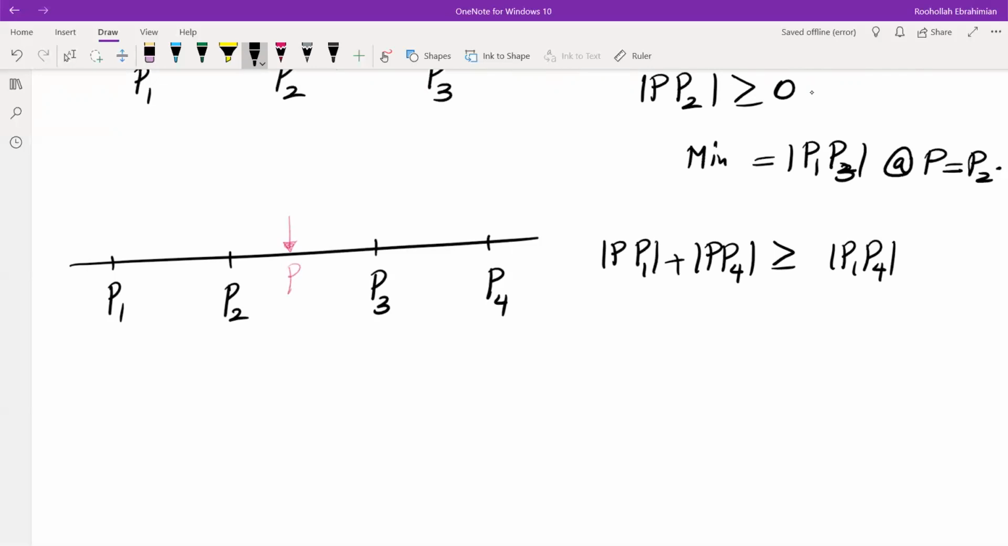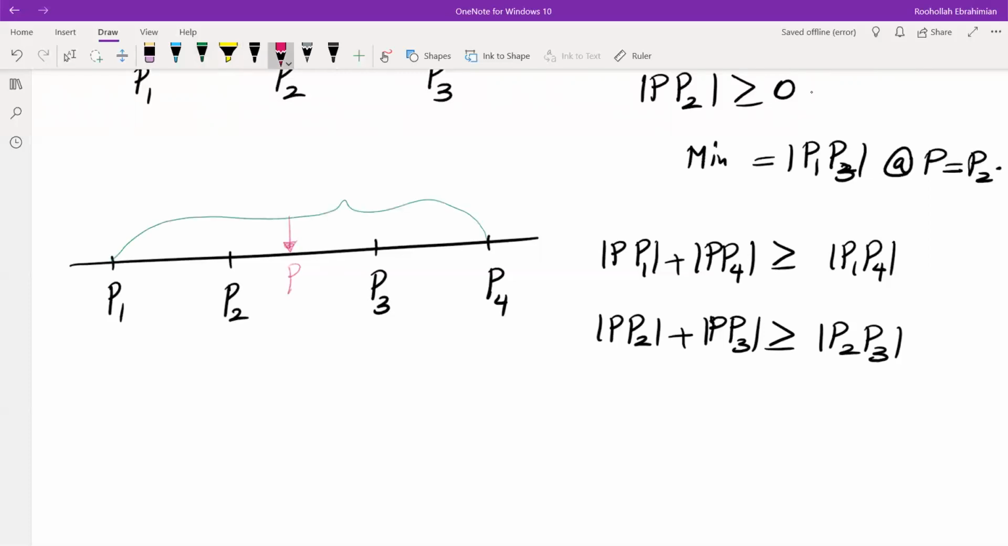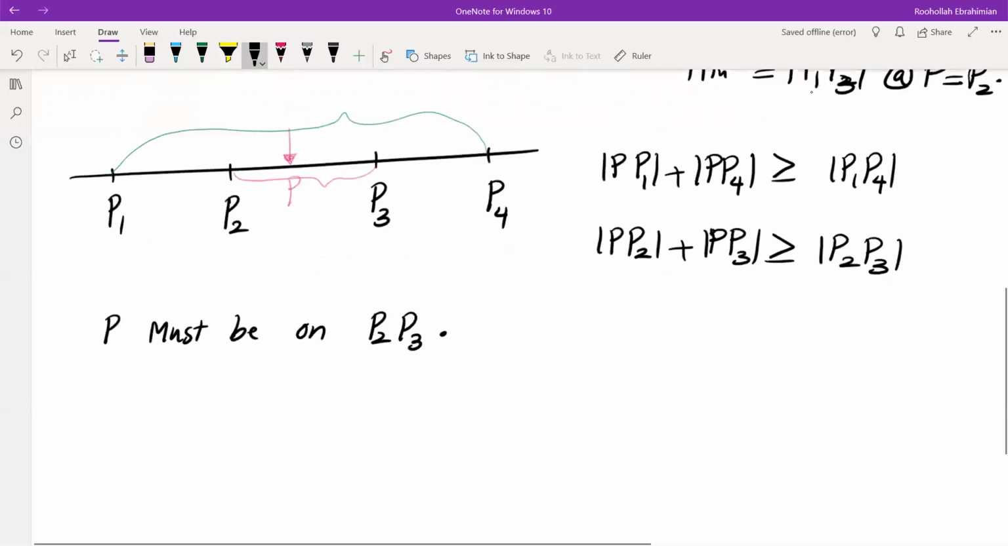But at the same time, I want to also make sure that the distance between P2 and P and P3 and P is also minimized. And that is also greater than or equal to P2P3. So to make sure that both of these are satisfied, I need to make sure that my point is on this interval and also on this interval. So as we see, P must be on the segment P2P3. Anywhere on that segment gives you the minimum.